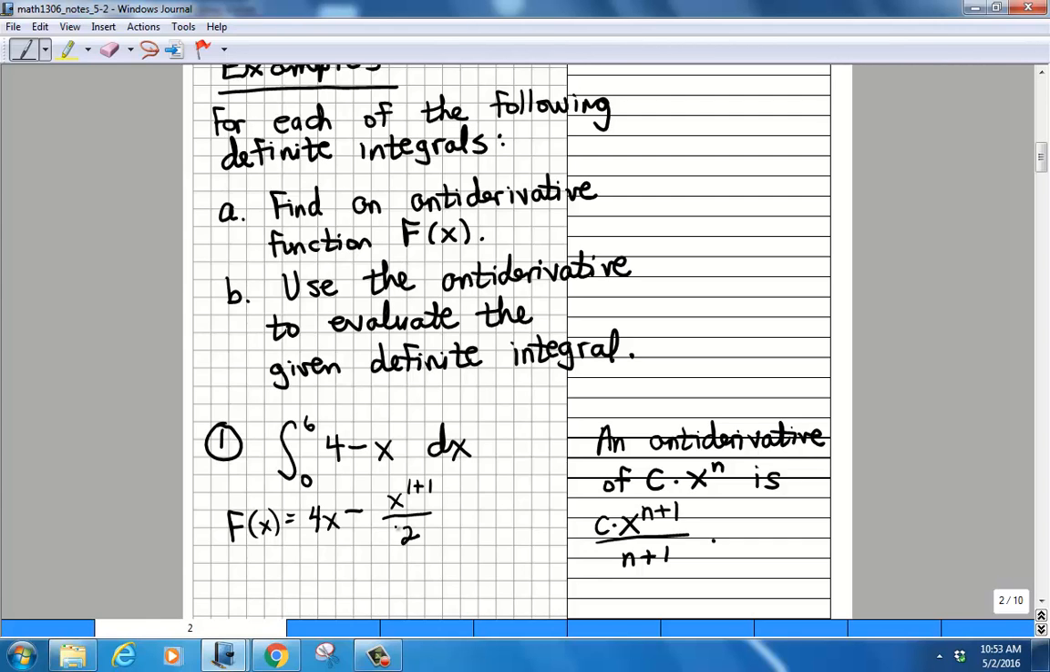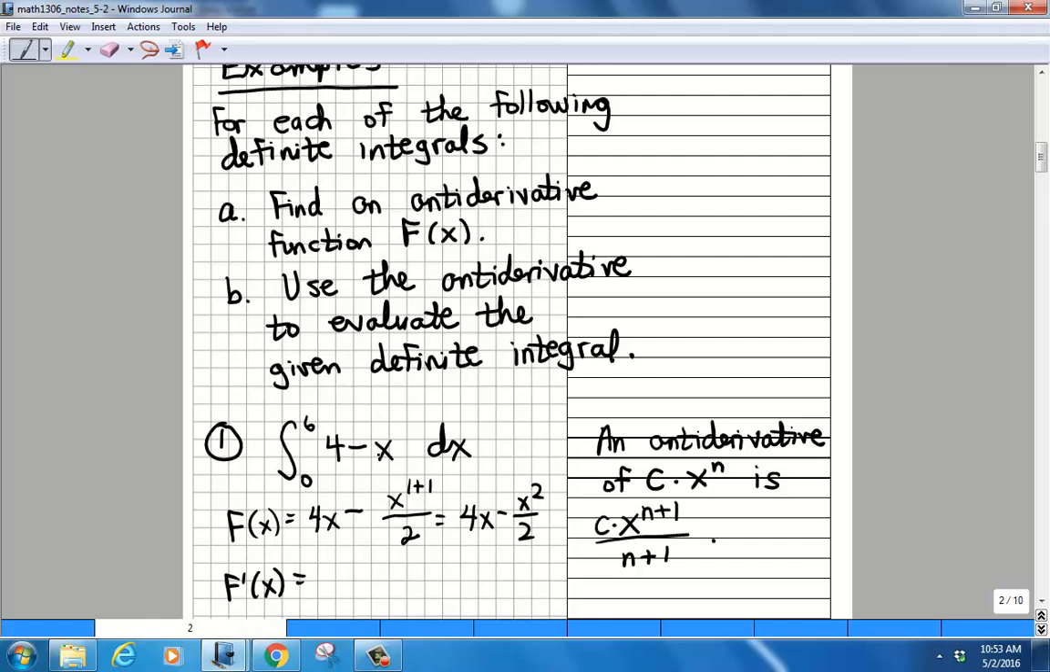All right, let's check this now. First let me simplify it. So I have 4x minus x squared over 2. Let's figure out what the rate of change of this function capital F is. It's supposed to come out to be 4 minus x. If it doesn't, then I've got to go back to the drawing board. But let's see if it will come out as 4 minus x. I promise you it will, I think. All right, let's hope for the best.